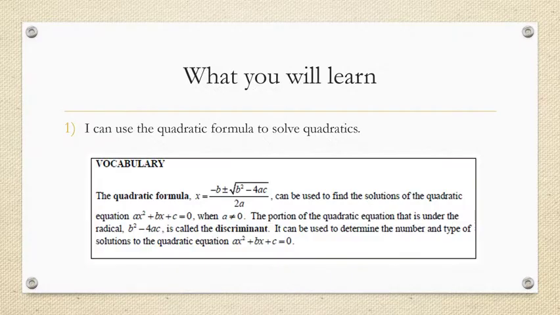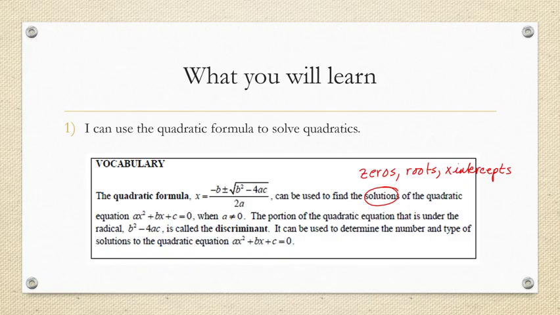The vocabulary: the quadratic formula is x equals negative b plus or minus the square root of b squared minus 4ac, all over 2a. This can be used to find solutions. Remember that solutions mean zeros, roots, and x-intercepts. This is another way to find x-intercepts, where the quadratic is going to cross the x-axis.